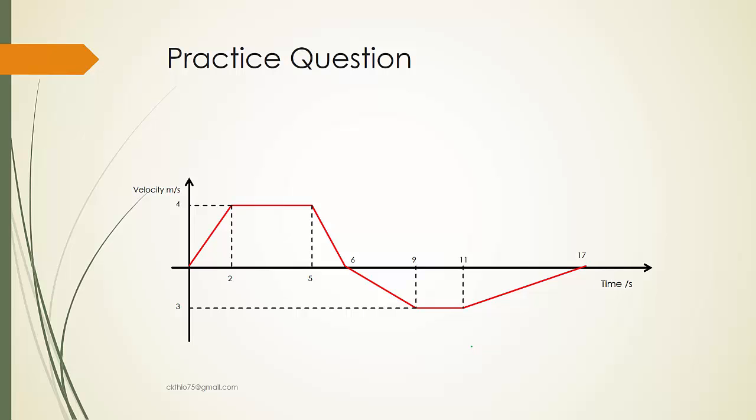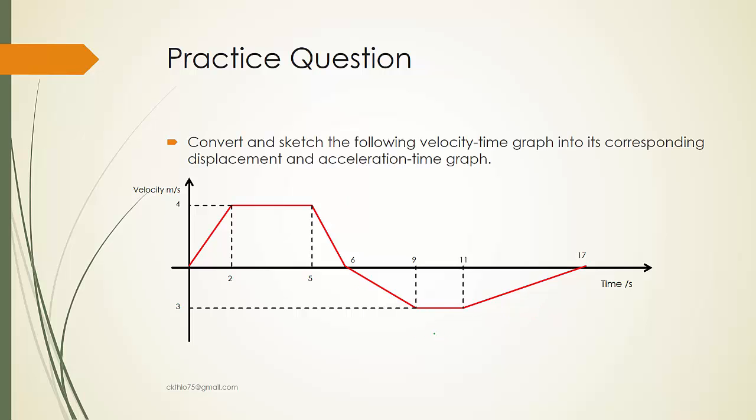This is some practice questions for you. If this is a velocity time graph, and you have all these values, are you able to convert and sketch this velocity time graph into its corresponding displacement and acceleration time graphs? I would suggest you try to sketch the acceleration time graph first, because it's easier. Then you try to sketch its corresponding displacement time graph.